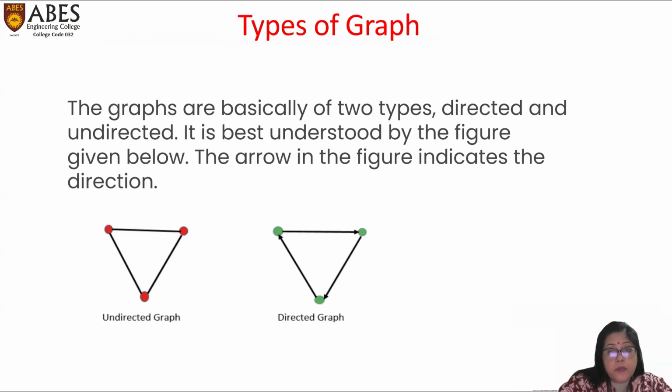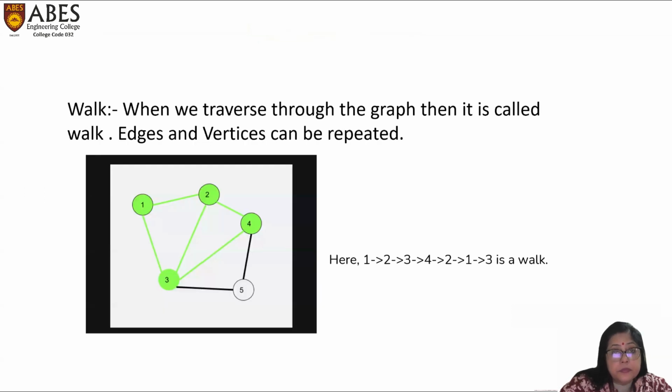Now, the types of graph basically consist of two types, that is, directed and undirected graphs. As we see here in the figure, the first one is undirected, in which the edges have no directions. And the second figure is a directed graph in which the edges have a direction. It is shown by an arrow here. The arrow indicates the direction.